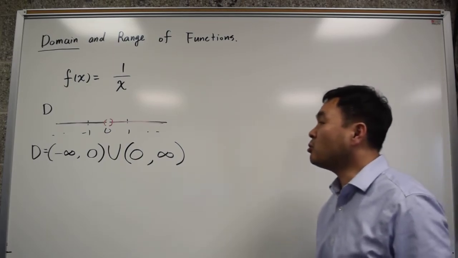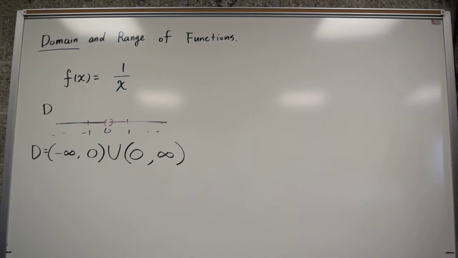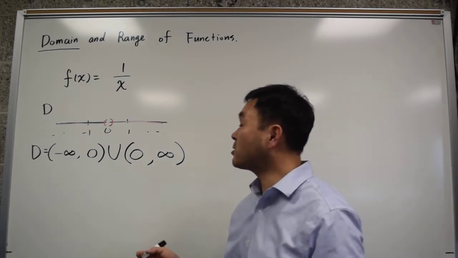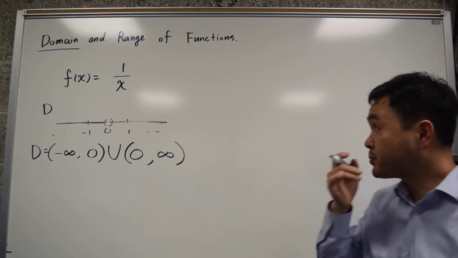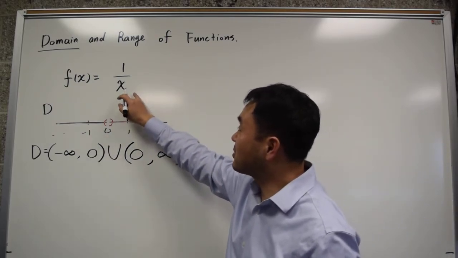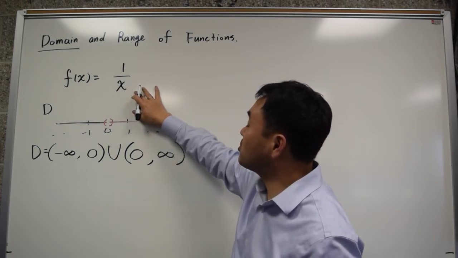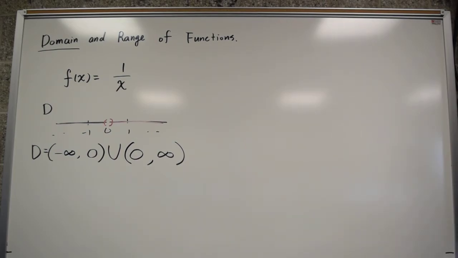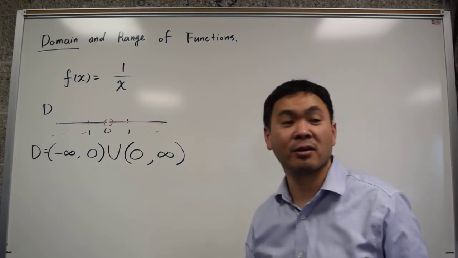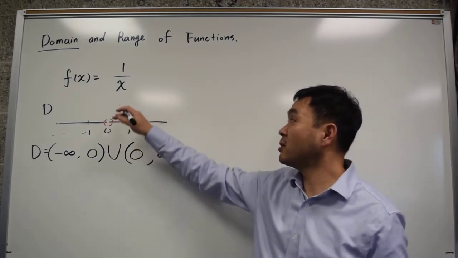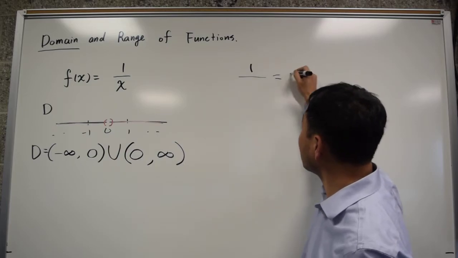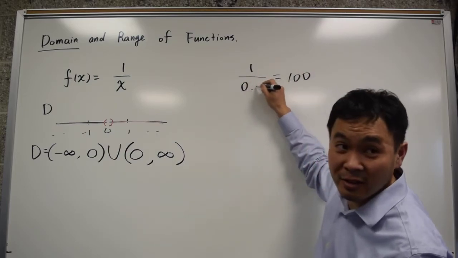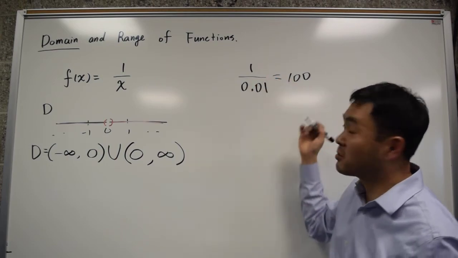Okay, now usually finding the range is a hard question. You need to know the graph in order to find the range of a function. But here, you can kind of make a guess. Like, can you make this function produce a very big number, say 100? What should you plug in to get a 100 out of this function? One divided by what is 100? 0.01. If you divide by 0.01, it is 100, right?